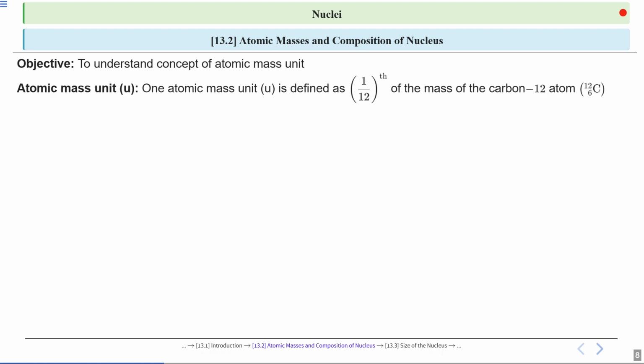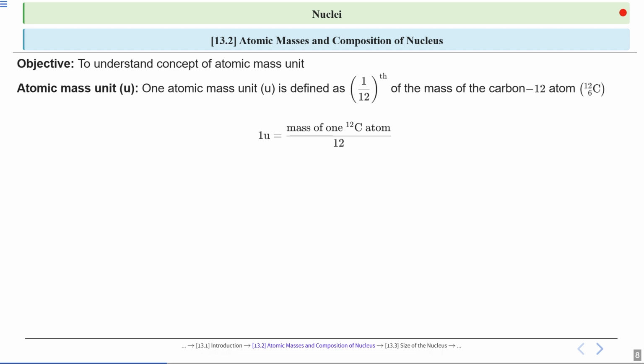Now let's define what an atomic mass unit, or u, actually is. One atomic mass unit is defined as 1/12 of the mass of a carbon-12 atom. Carbon-12 is a specific isotope of carbon, and it's used as the standard for atomic masses.